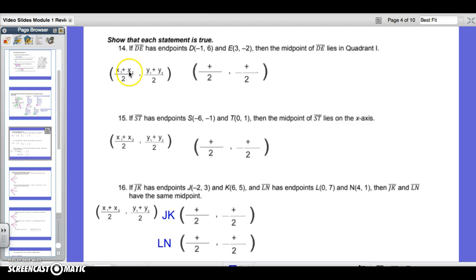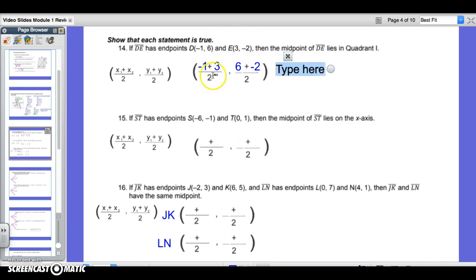We're going to add the x's together and divide by 2, and then add the y values together and divide by 2. So I already have it set up for a little blank template right here. The x value from point D is -1, and the x coordinate from point E is 3. So I have -1 plus 3 for the x values, and then for the y values in the coordinate of D, 6 is the y value, and I'm going to add -2 from the E value.